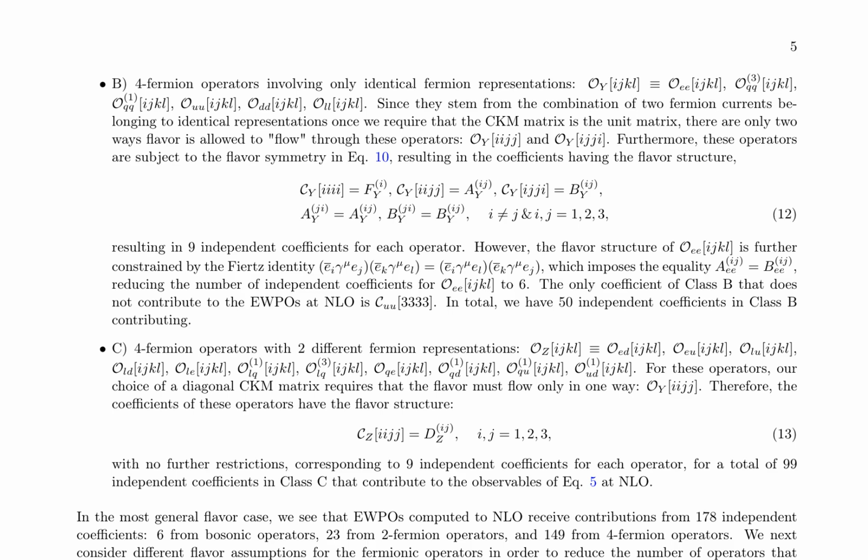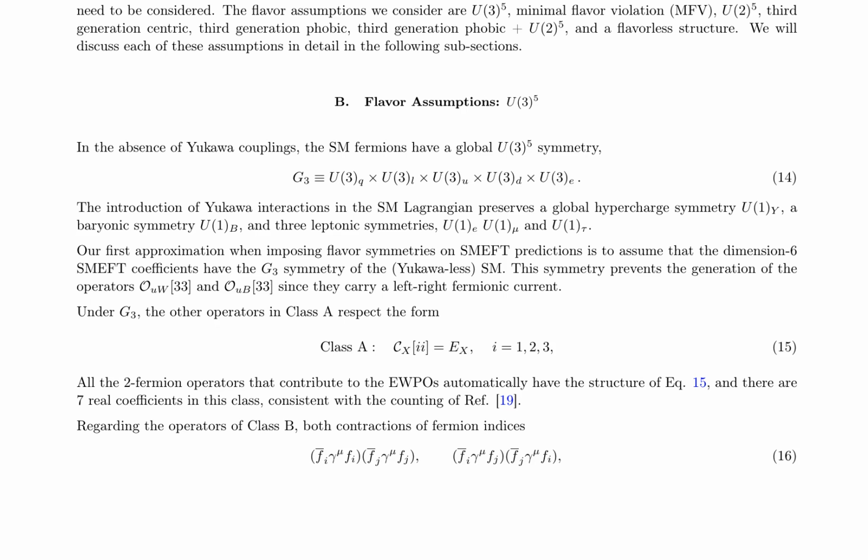To reduce the number of operators, they consider different flavor assumptions, including a U(3)^5 symmetry and the minimal flavor violation (MFV) scenario, which assumes that the only source of breaking of the U(3)^5 symmetry is the Yukawa couplings. Under the U(3)^5 symmetry, the operators in Class A respect a specific form, and there are 7 real coefficients in this class. The coefficients of Class B reduce to 11 independent coefficients, while those of Class C reduce to 11 independent coefficients as well. In total, 29 independent coefficients contribute to the EWPOs at one loop.